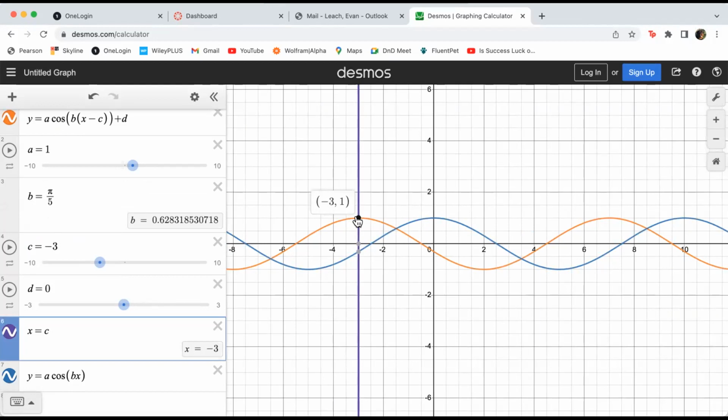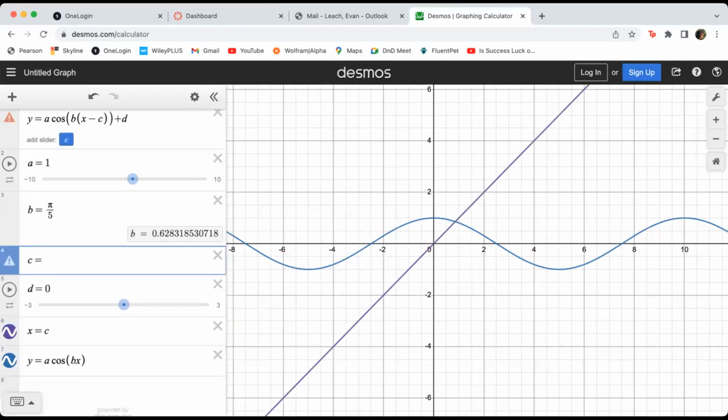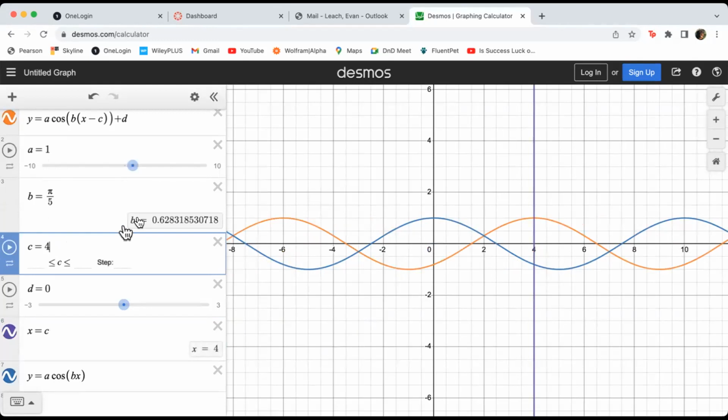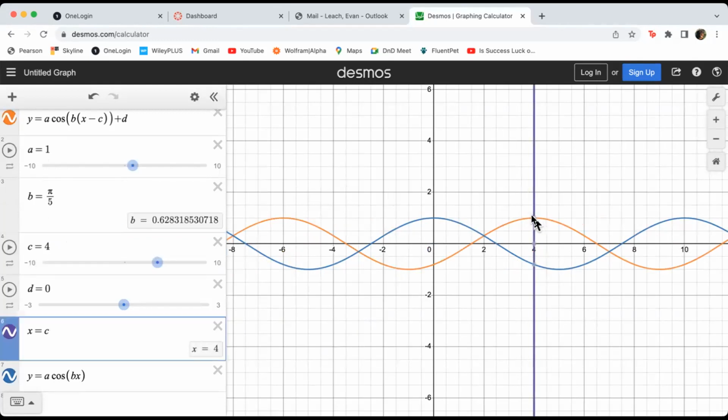So where D, the vertical shift, is the middle, the horizontal shift is where we put that starting point. So cosine starting at the top, that's where we would draw the top. So if it said x minus 4, then we would put the top at 4.